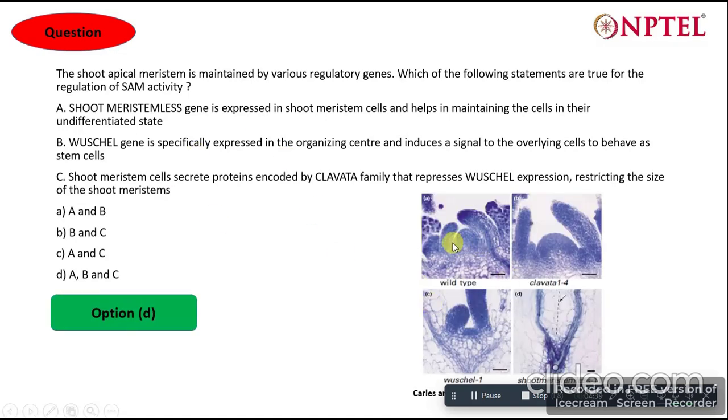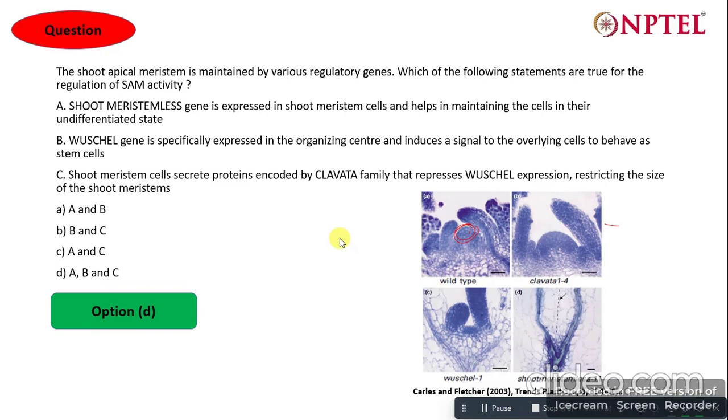As we can see in this figure, this is the organizing center, and these four genes are involved in positioning as well as maintaining the stemness, or the stem cell nature, of the organizing center, such that it will develop into a SAM maintenance. In case of the shoot meristemless gene, it helps in maintaining the cells in an undifferentiated state.